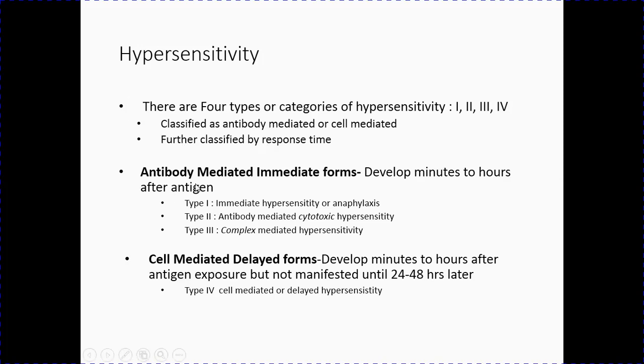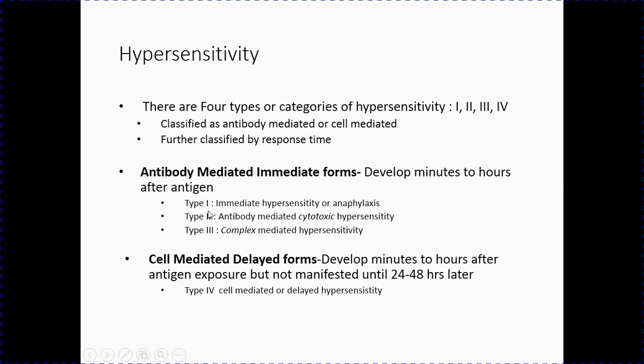So the 2 classes that we look at are the antibody mediated immediate. It's hard to say. I keep stumbling over this. Antibody-mediated immediate forms. These develop minutes to hours after the antigen is first introduced to the host. And 3 of the 4 types are of this classification. So 3 of the 4 types have an antibody reaction, and their immediate response.